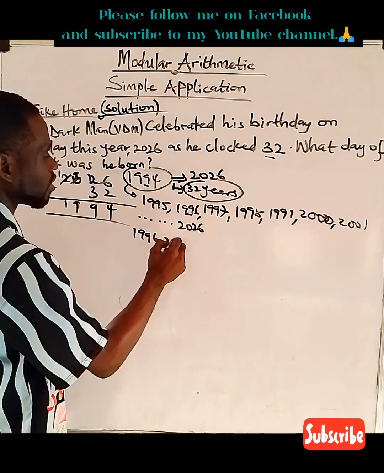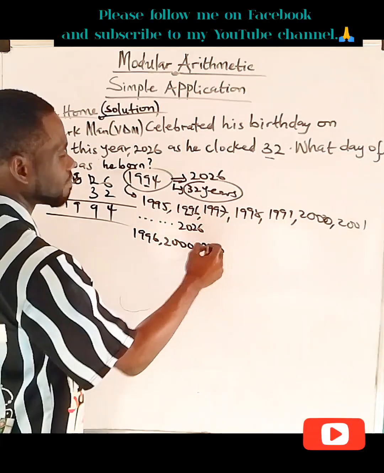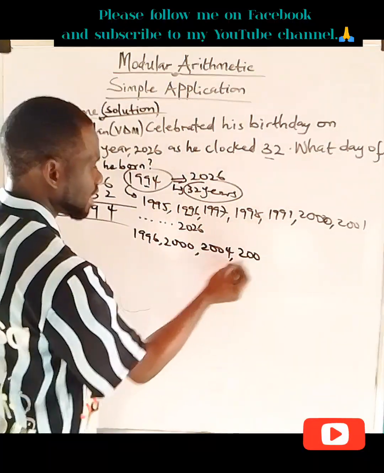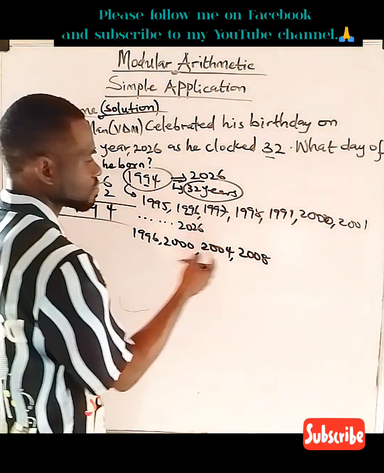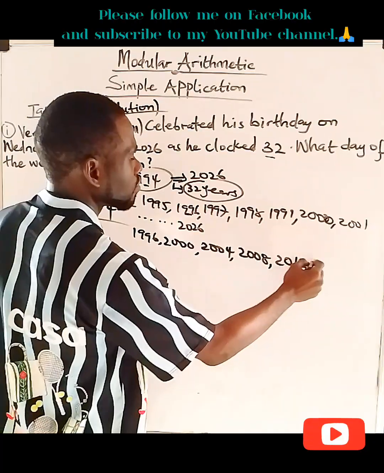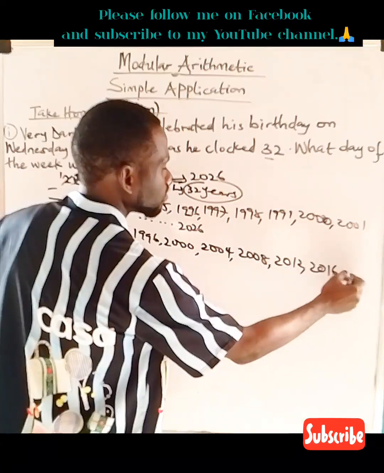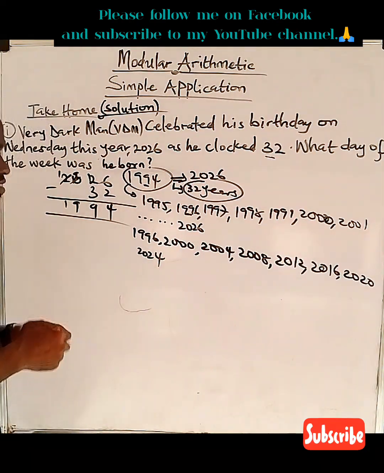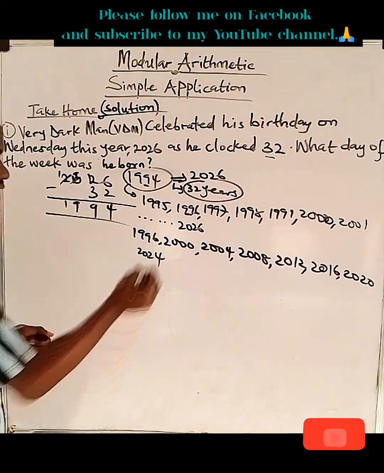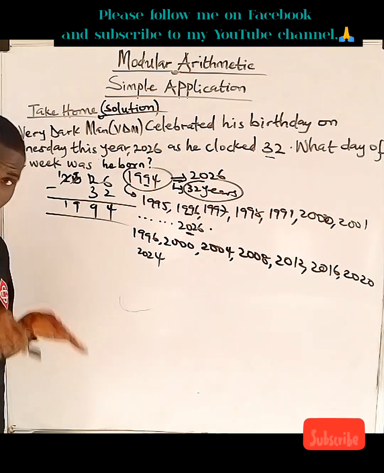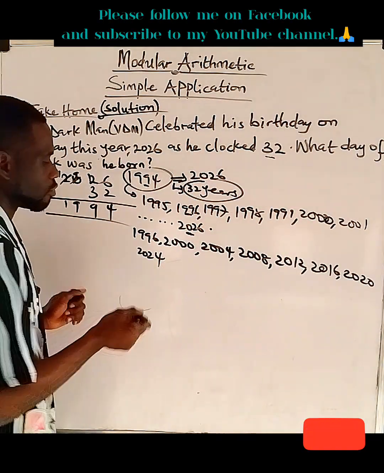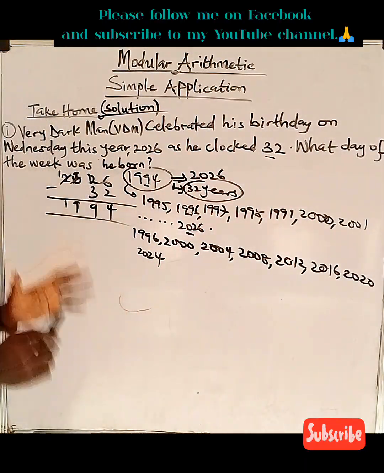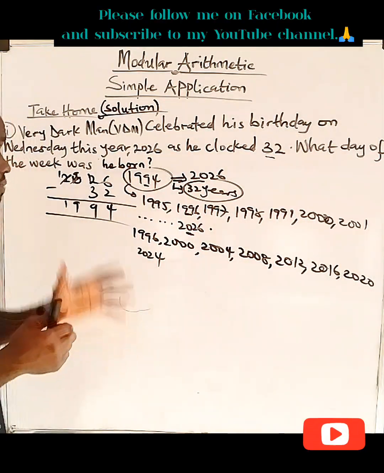The next leap year is 2000, followed by 2004, 2008, 2012, 2016, 2020, and then 2024. The next is 2028. But don't forget, there's a limit. The limit is 2026, the present. So how many leap years do we have? 1, 2, 3, 4, 5, 6, 7, 8. So it means we have 8 leap years out of the 32 years we're talking about.